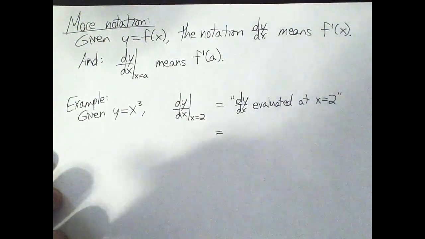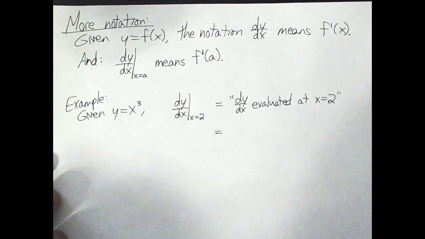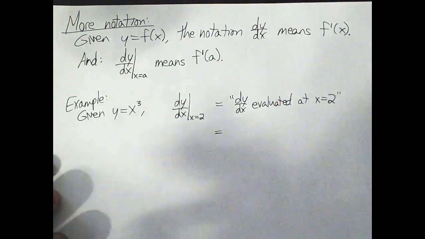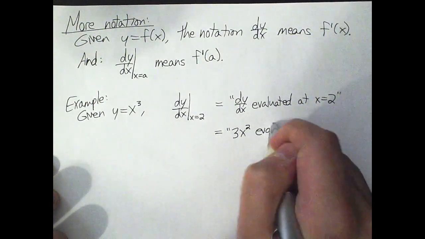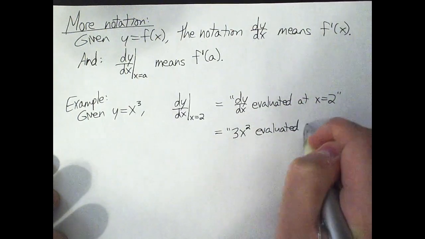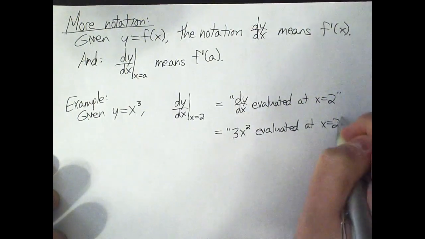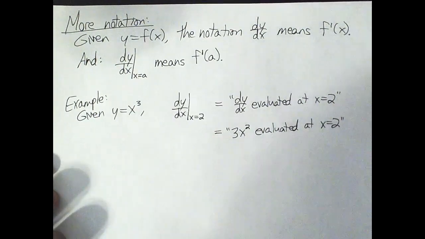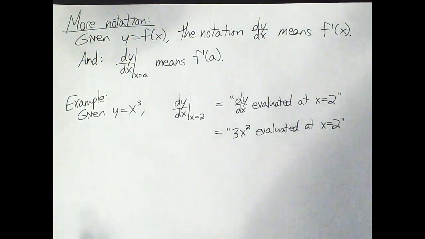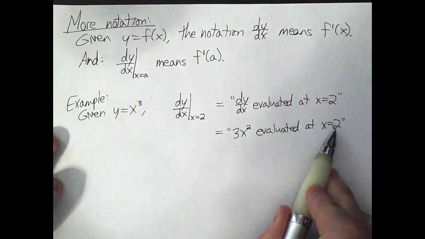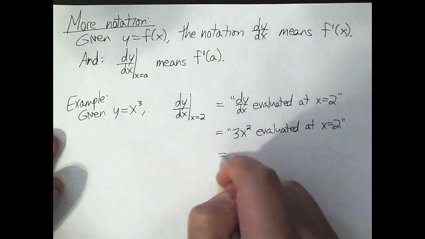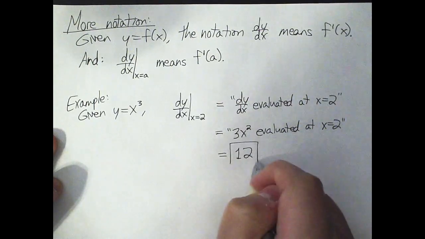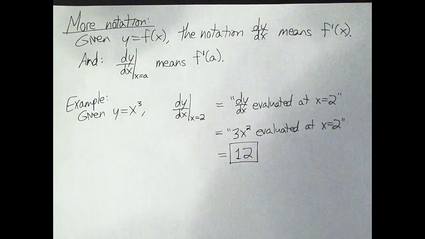And I think earlier we found the derivative of x cubed. It was the first example that we did in this lesson. We found that it was 3x squared. So this means 3x squared evaluated at x equals 2. If I just said to you, hey, what's 3x squared evaluated at x equals 2? You would put the 2 in for x, and you'd get 3 times 2 squared, and it equals 12. That's all there is to it.